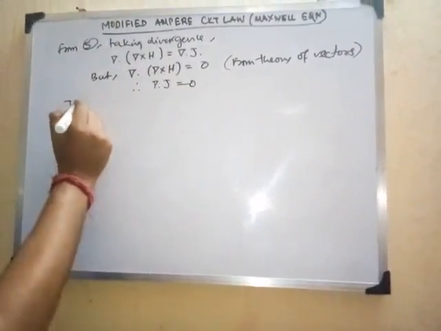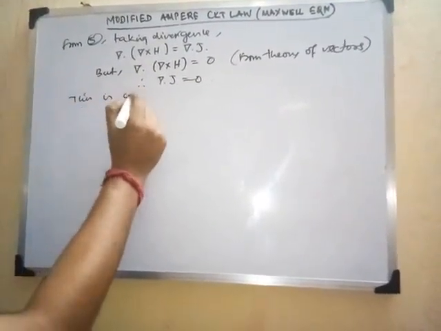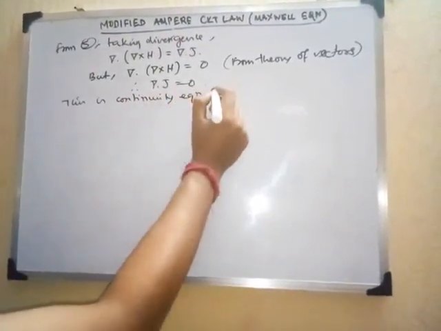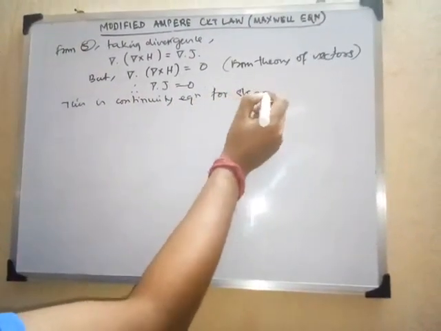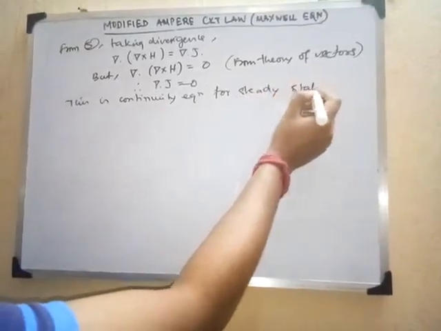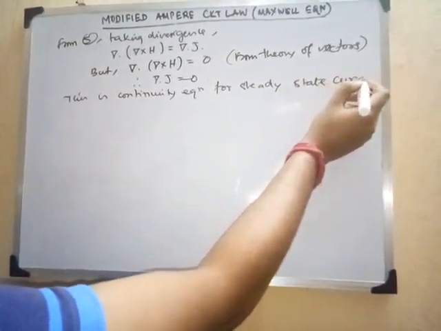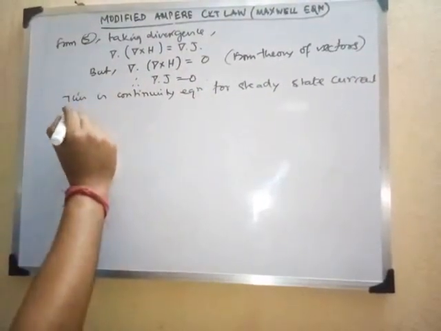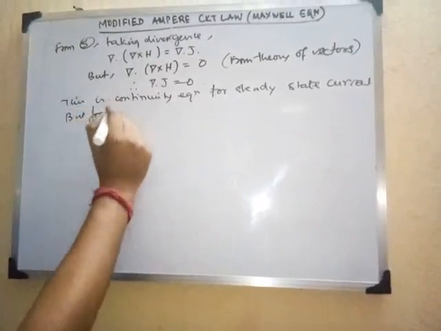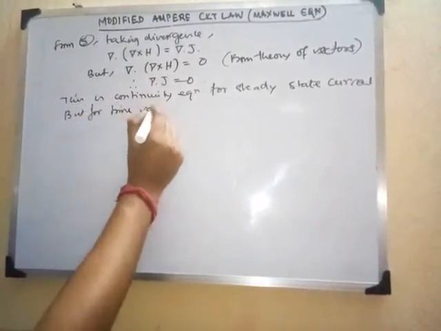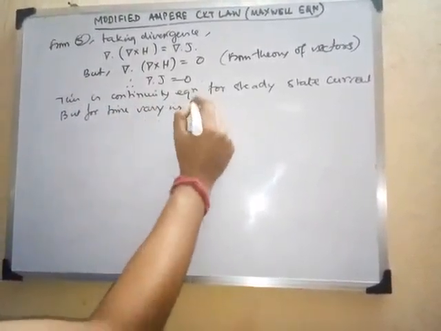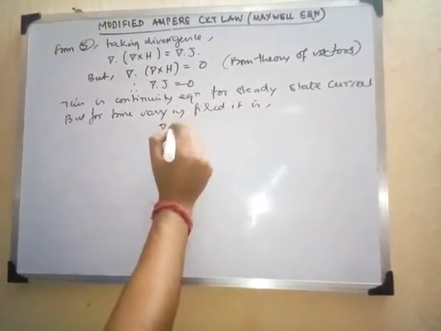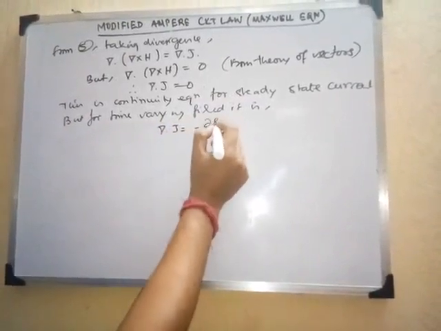So this is the continuity equation, again the continuity equation for steady state current, where rho is equal to 0. But for a time varying field it is del dot J equals to minus del rho del T.